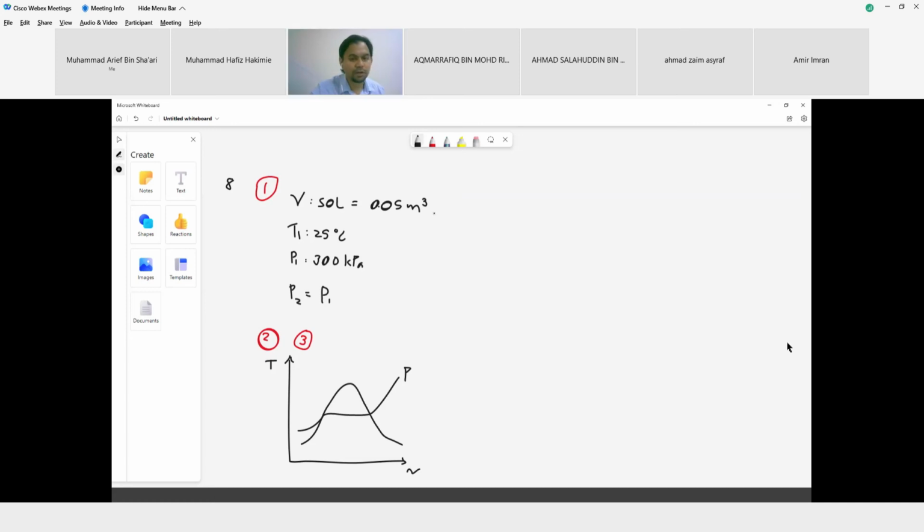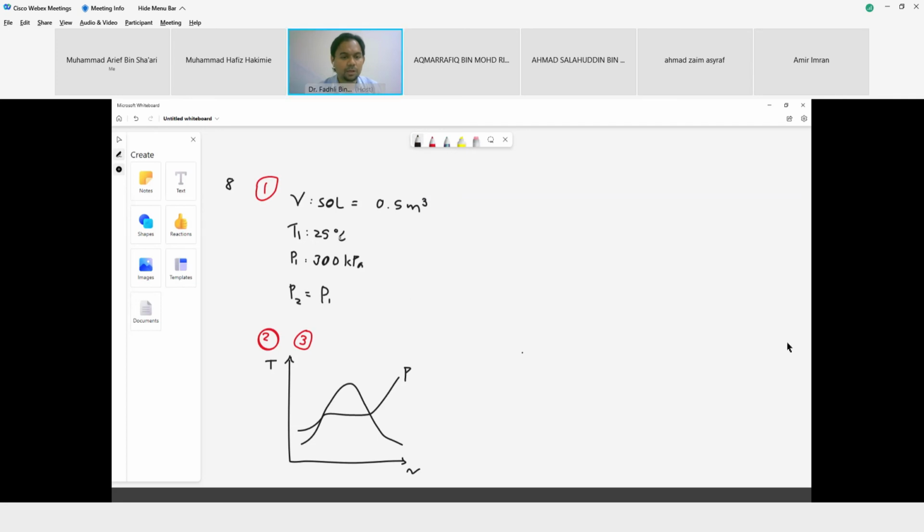Okay, 0.05 meter cube, sorry, 0.5, sorry, mistake. 0.5 meter cube. Okay, next, transfer all the information given into our diagram.